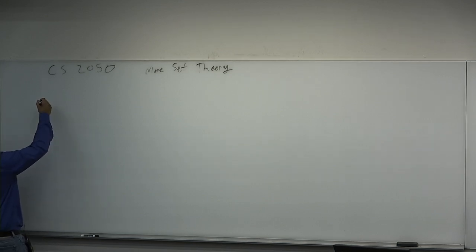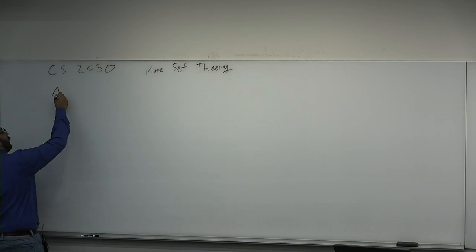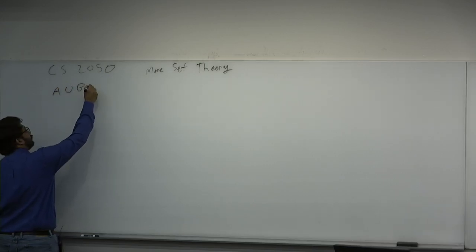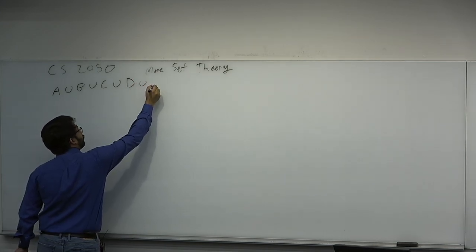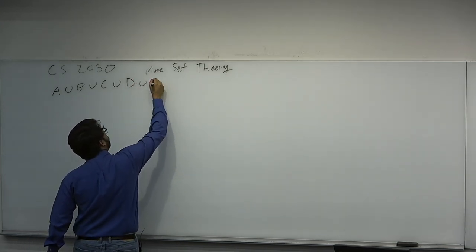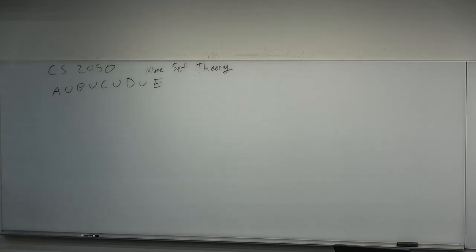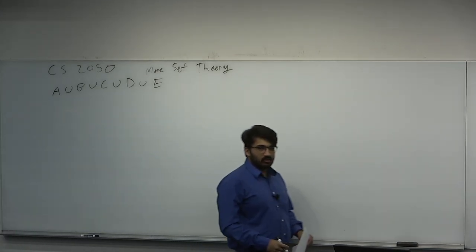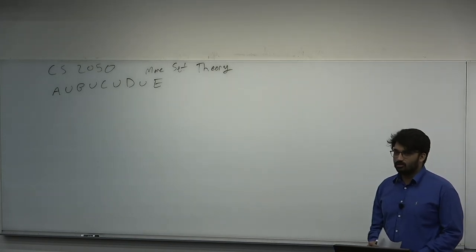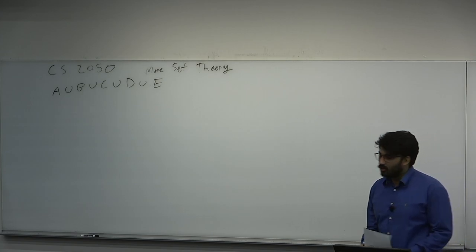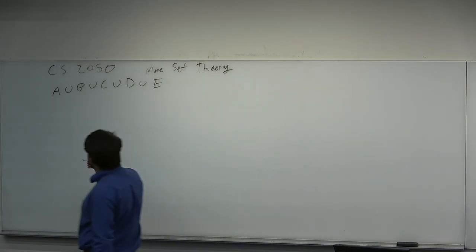When we take unions or intersections, we do like A union B union C union D union, I don't know, E. But that's kind of annoying, and it's really ugly. If you have like 20 sets and you want to take the union of them, it's not very polite to just write out a line of 20 things. So we do something called indexed collections.